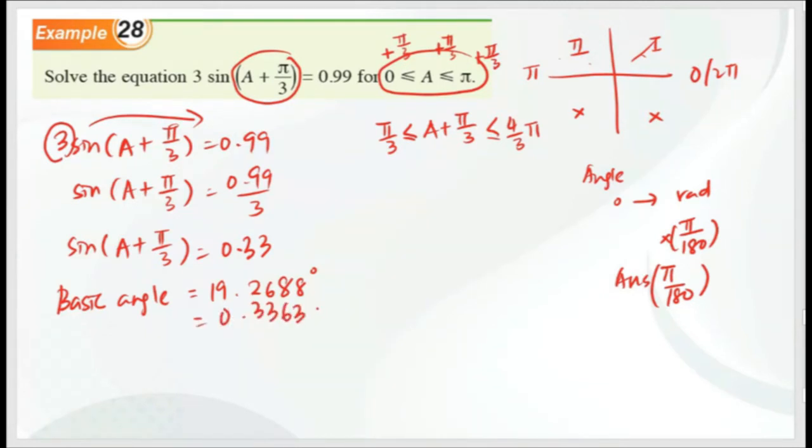So you get your answer, 0.3363 radian. This is what we want. The answer will be in radian form because in the question, you see the range given is in pi. Pi means radian form. So you get the basic angle 0.3363.